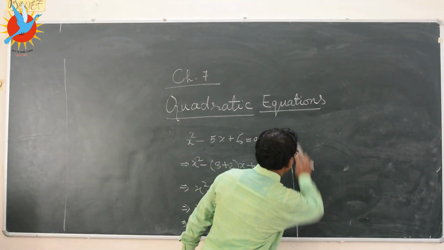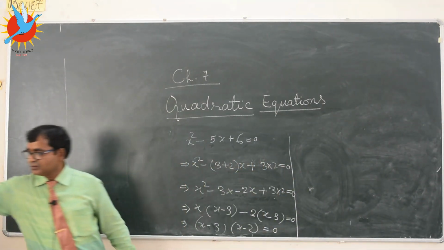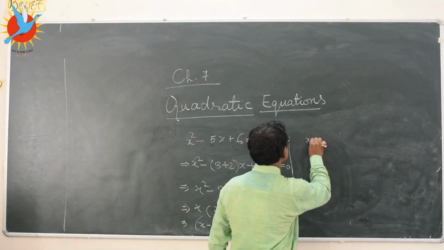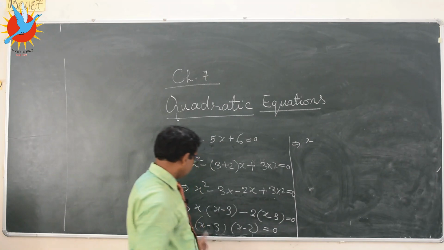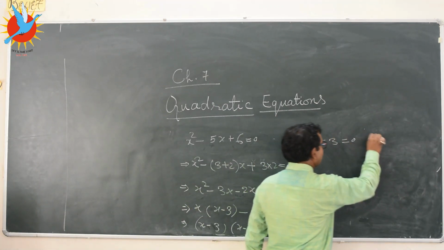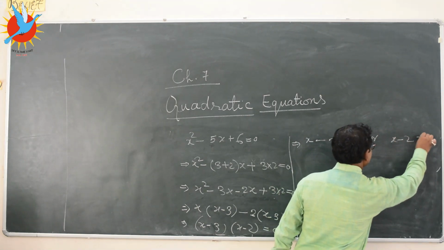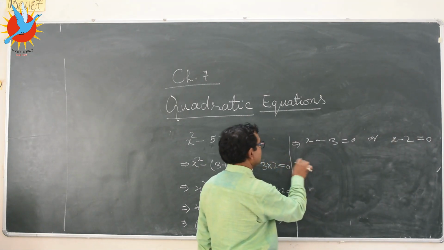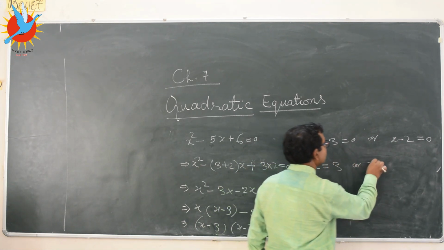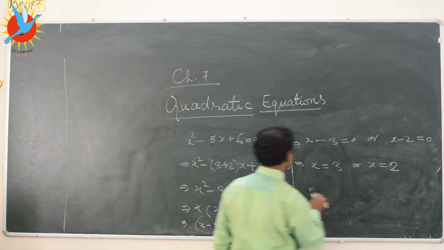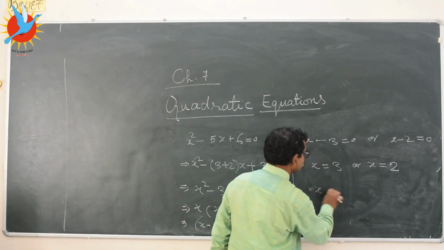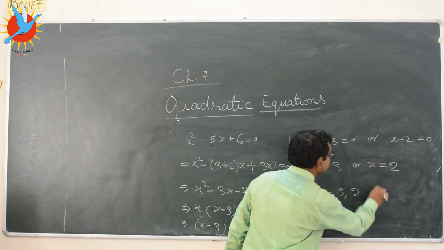Now equating both factors one by one equal to 0, we will get the solution of this quadratic equation. So this implies that x minus 3 equal to 0 or x minus 2 equal to 0. Now this gives x equal to 3 or x equal to 2. So the solution of the quadratic equation is x equal to 3 and 2. This is the answer.